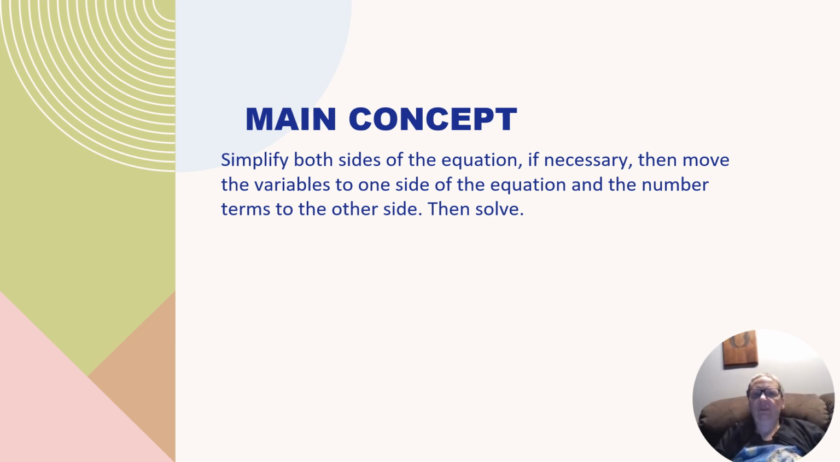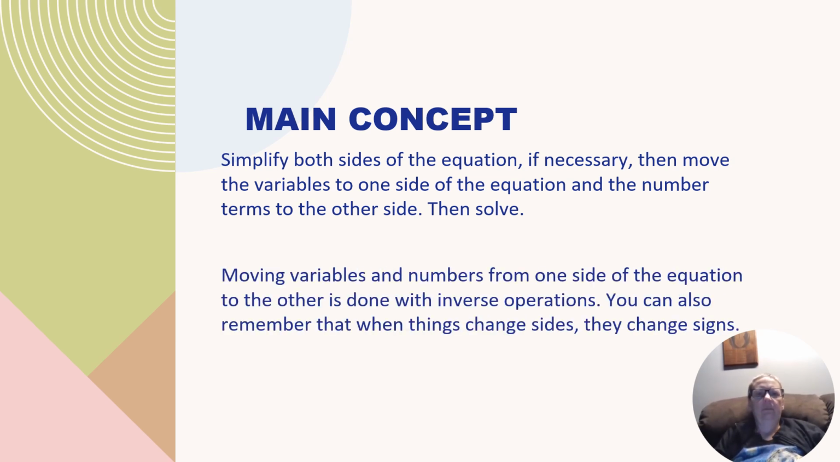Then you're going to move the variables to one side of the equation and the number terms to the other side of the equation. You do that through inverse operations with both the variables and the numbers. It doesn't really matter which order you do that in. I generally do the variables first and then the numbers second. And then you're going to solve the resulting equation, which is generally going to be undoing the multiplication or division that's left.